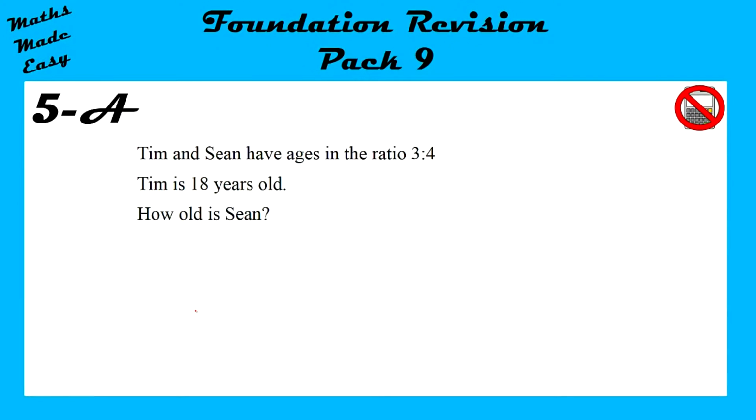Question 5a. So Tim and Sean have aged in the ratio 3 to 4. So Tim's age of 18 represents 3 parts. So I'm going to do 18 divided by 3, which is 6, and that represents 1 part. So then 6 times the 4 will give me Sean's age, which is 24 years old.